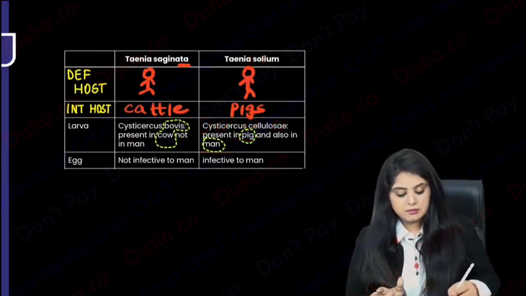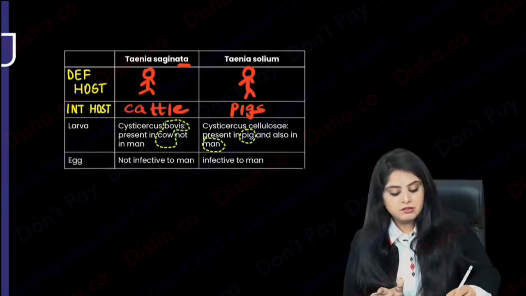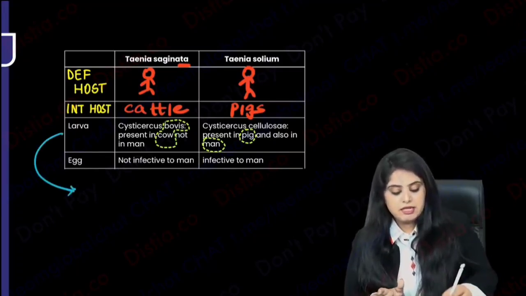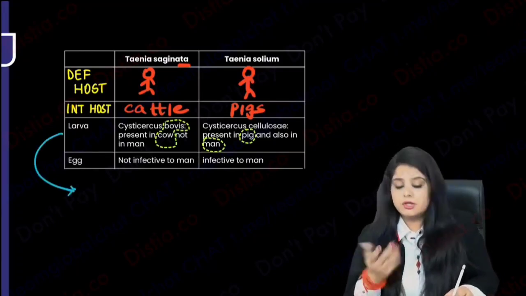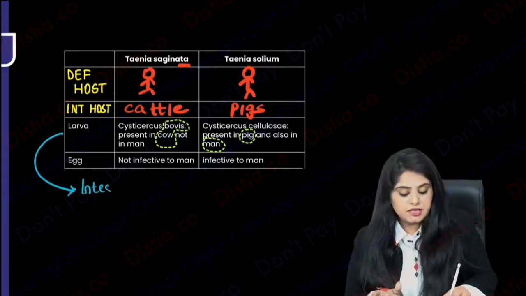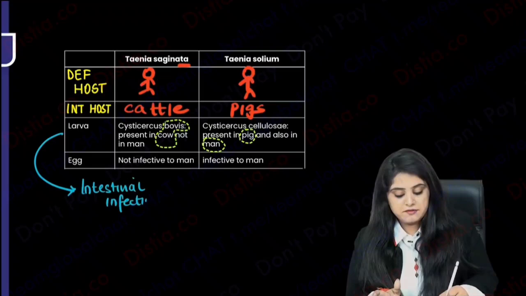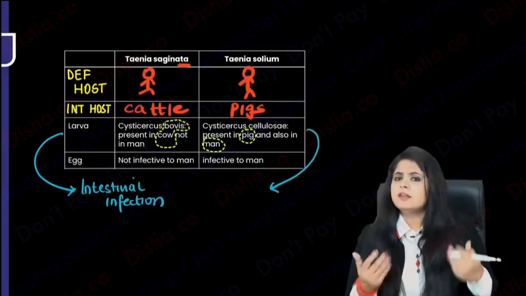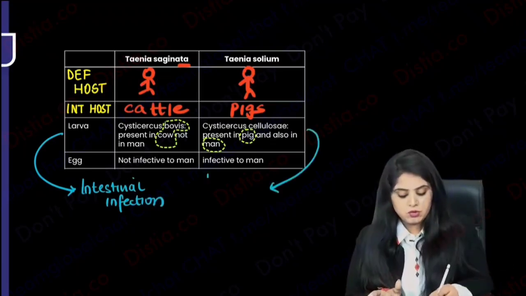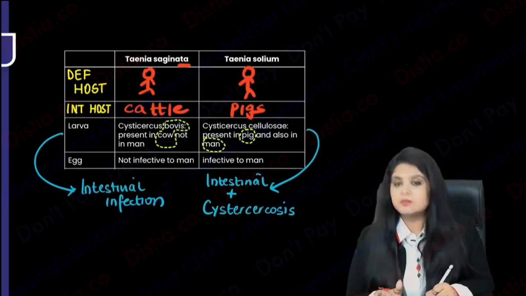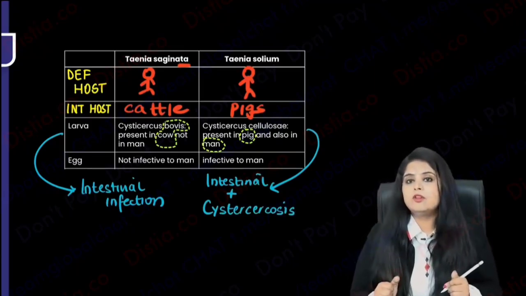Now you will ask me what disease they will cause. Remember the larva over here in humans, I want to know what it causes in us. Saginata only causes intestinal infection. But Taenia solium causes everything. Not only will it cause an intestinal infection, but it will also cause cysticercosis. Guys, I'm sure you've heard of neurocysticercosis. So other organ involvements are also occurring.